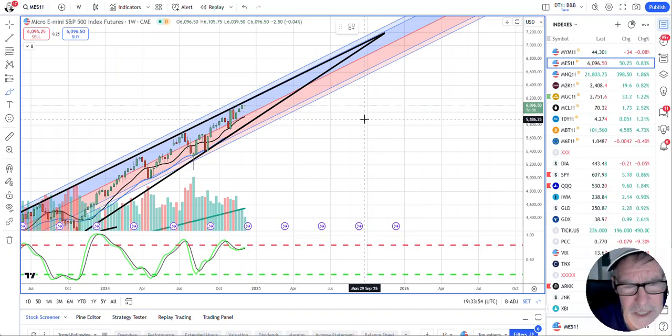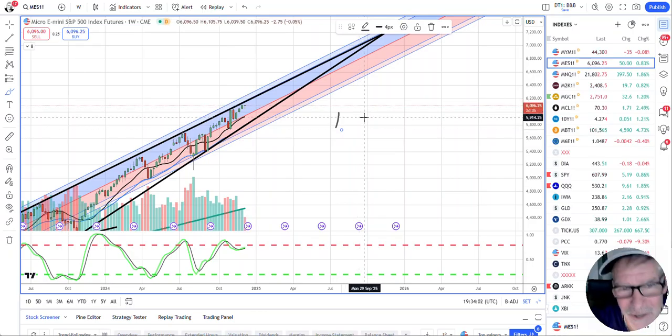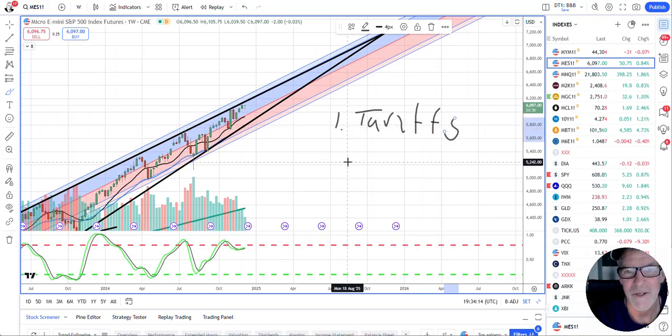The two things that he's most worried about, I totally agree with this. One is, if I can remember, well, one I know is the tariffs, right? So we've got this problem with tariffs. Anyway, it's so hard to do this with the mouse, right? Tariffs, there you go.